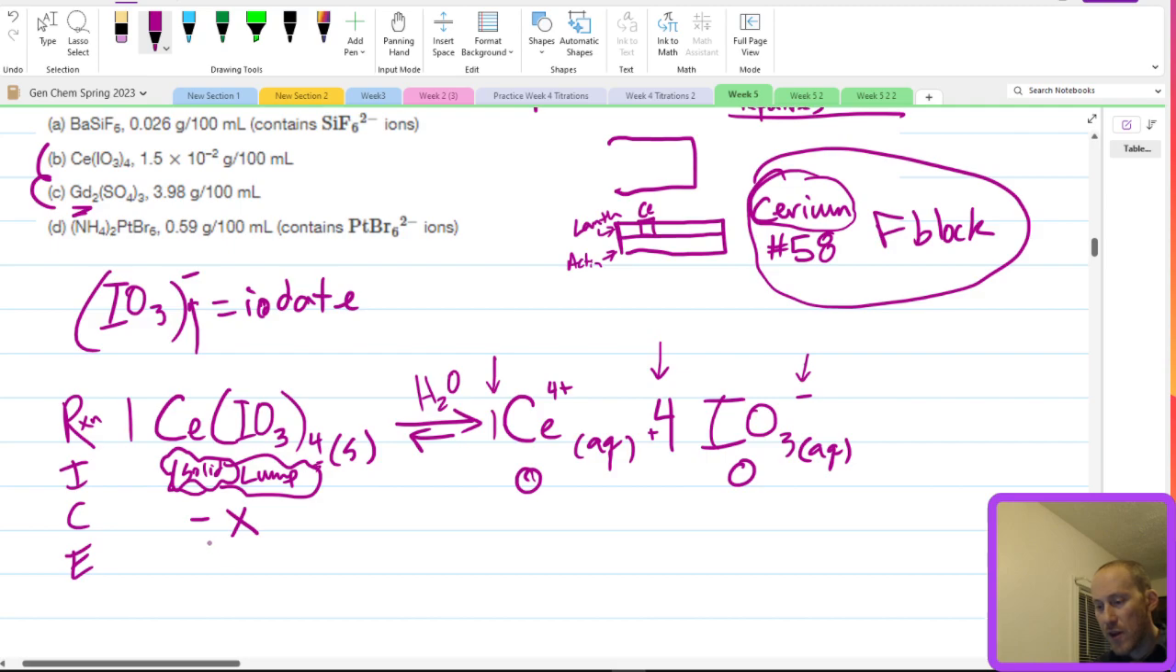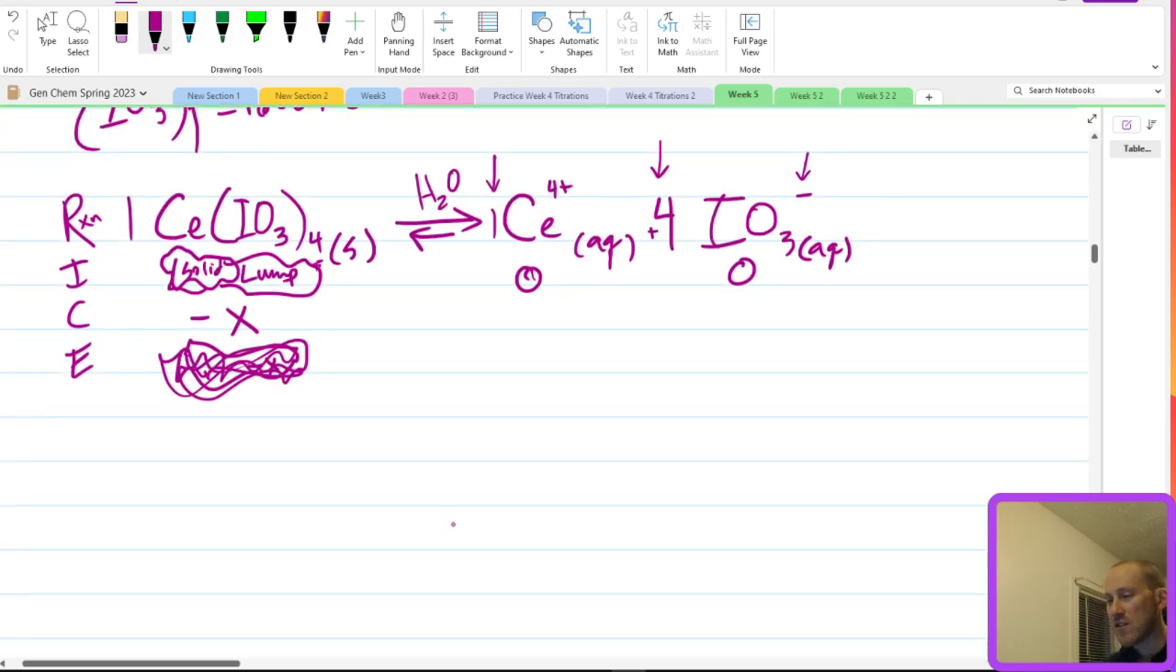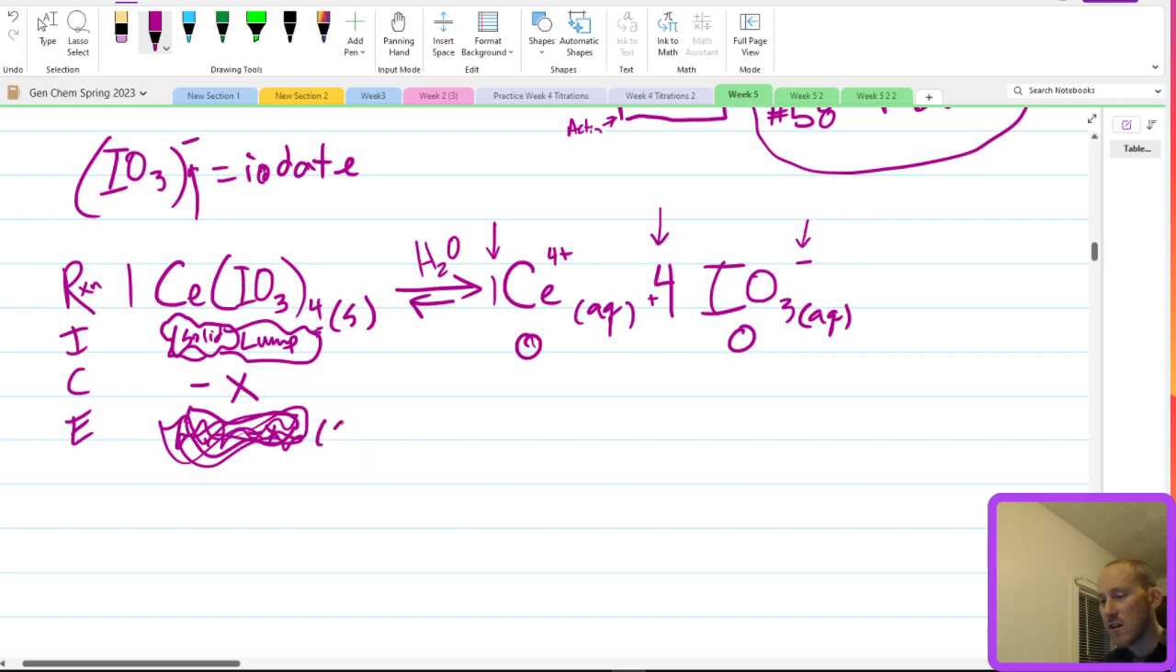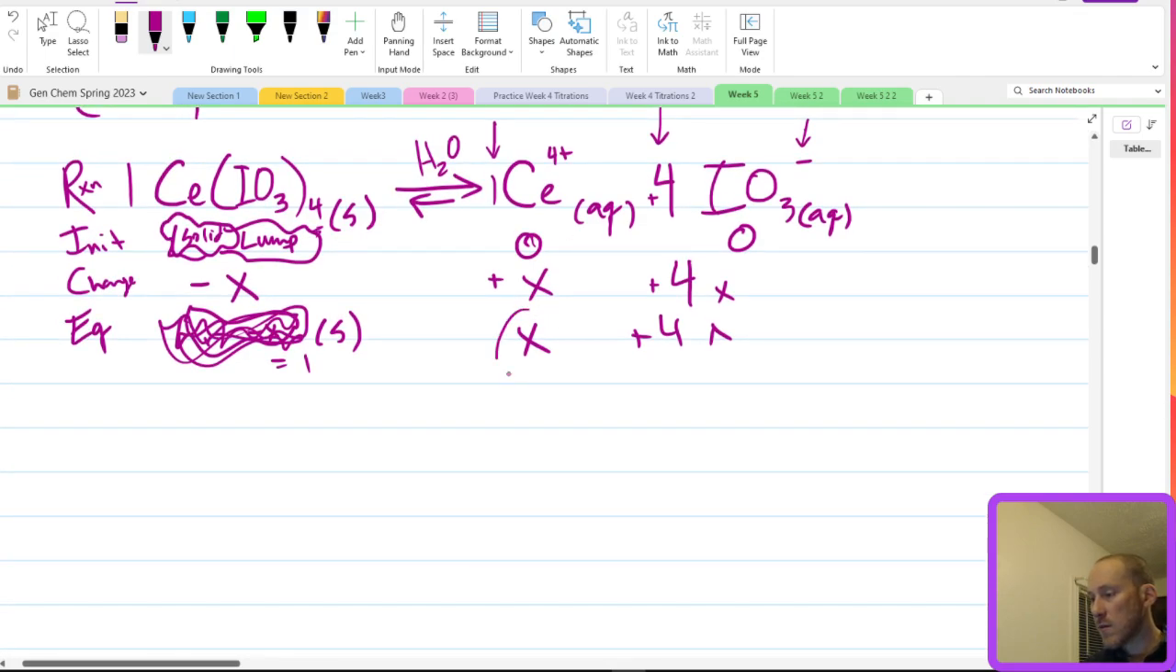And some amount of this breaks off for us to reach equilibrium. And technically it's a solid lump minus x, but since it's a lump, it's still a lump, and its activity is still 1. So as far as our equilibrium expression is concerned, the solid is still just a 1. But for every x that we lost from the solid, we gained 1x worth of cerium, and we gained 4x worth of iodate. So our equilibrium concentration of cerium is going to be x, and our equilibrium concentration of iodate is 4x.